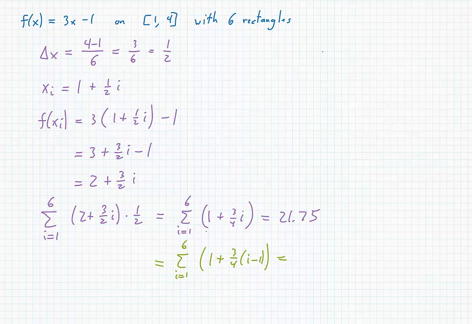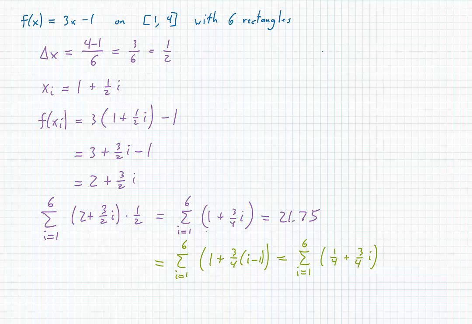We can clean that up a little bit. That's the summation i equals 1 to 6. We're going to end up with 1 minus 3/4, so we're going to end up with 1/4 plus 3/4 i. When we do that, that's going to be the only difference we get. We get 3/4 i when we distribute. We also get a negative 3/4. Again, netted against the 1, we get 1/4.